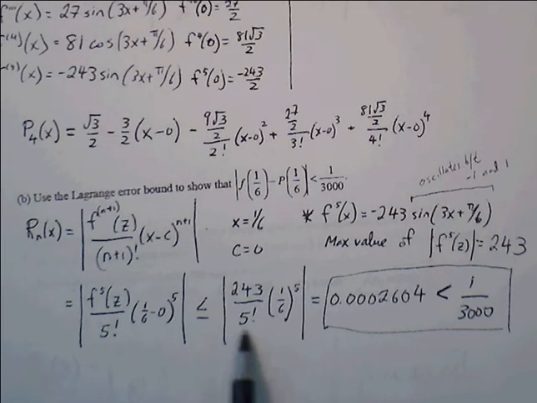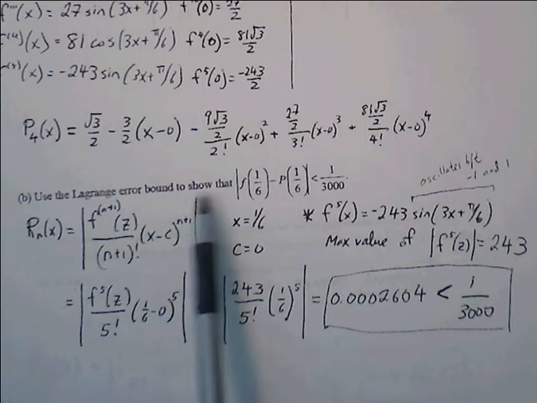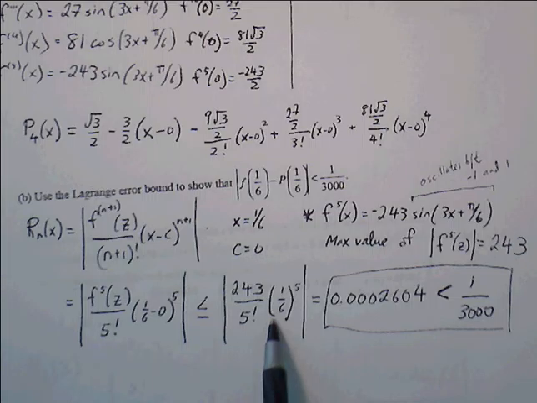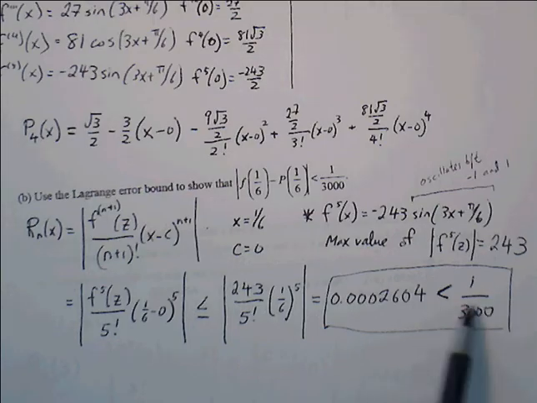So now this value needs to be less than 1 over 3,000 if we want to show that this is a true statement. So if we use our calculator, 243 over 4 factorial times 1/6 to the 5th is 0.0002604, which is less than 1 over 3,000 if we tested this with our calculator.